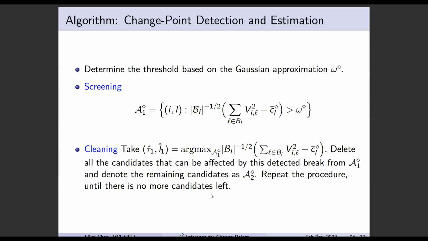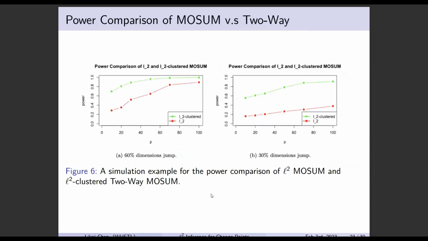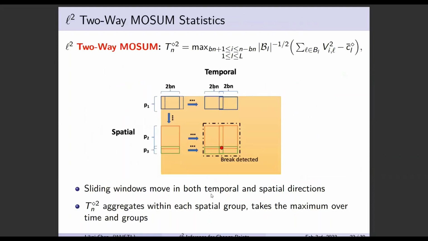So before I talk about the theory related to this clustered structured statistic, I want to talk about detection and estimation. Suppose, based on the previous Gaussian approximation results, the test statistic tells us there is a break. If the statistic exceeds the threshold, how can we determine the break locations?